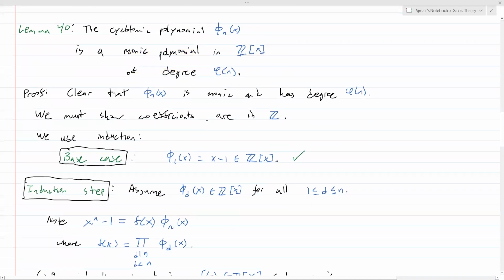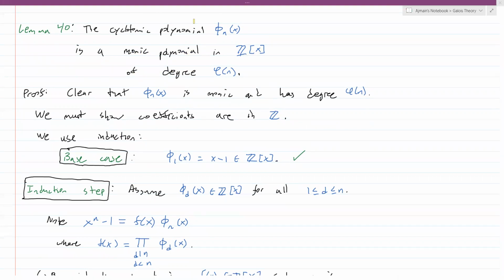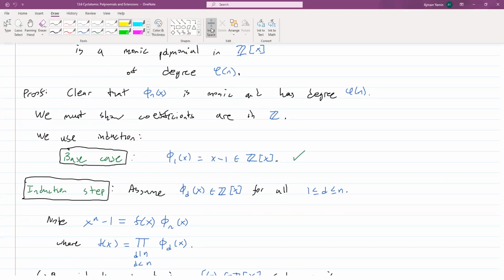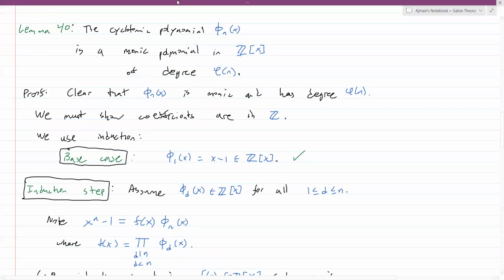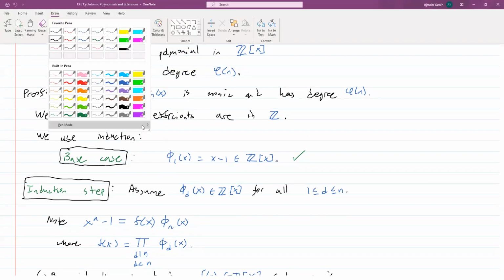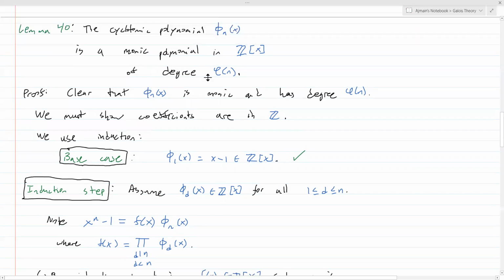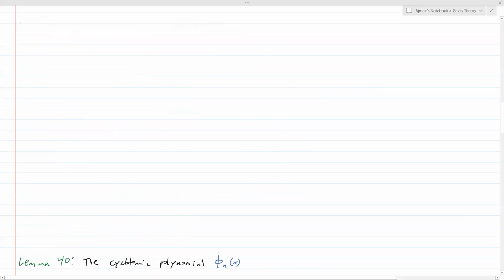All right, I could go through the proof, but I think it would be instructive to compute some examples of phi n. So I'm going to do that first. Okay, so let me just do some examples of cyclotomic polynomials.